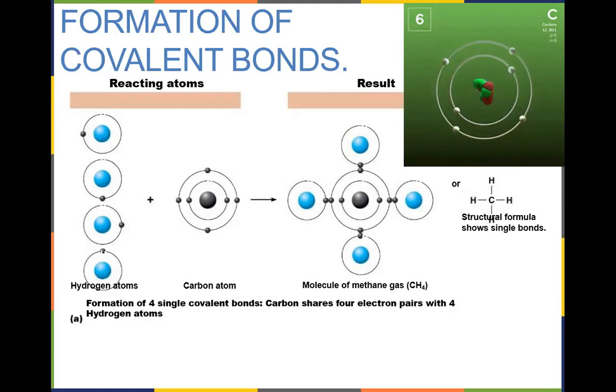Up there's a carbon atom. It has an atomic number of 6. It has 6 protons and 6 electrons. It has 2 electrons in its first shell, and 4 electrons in its second shell. It would dearly love to have 4 more.